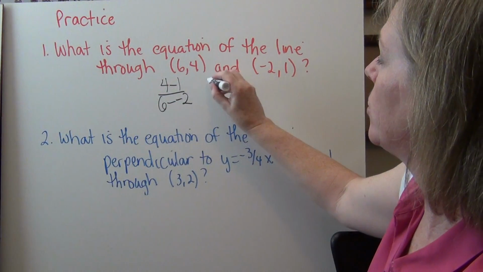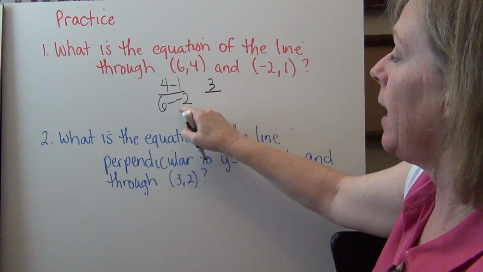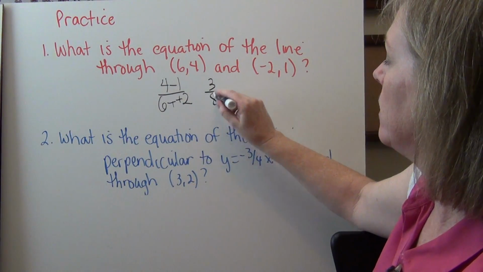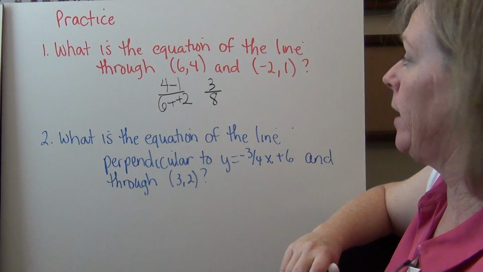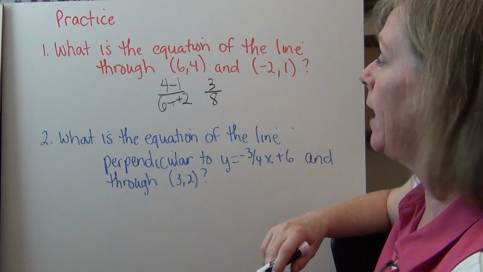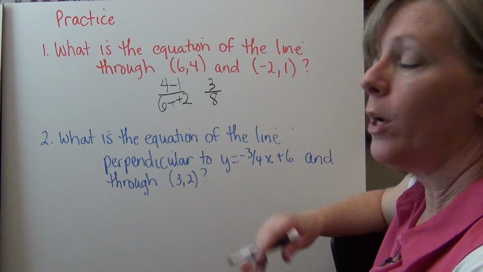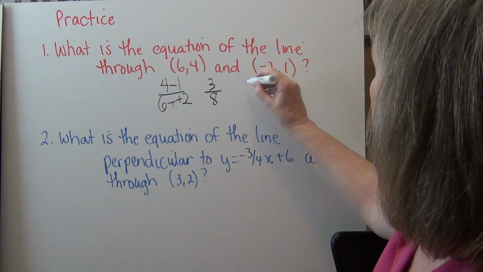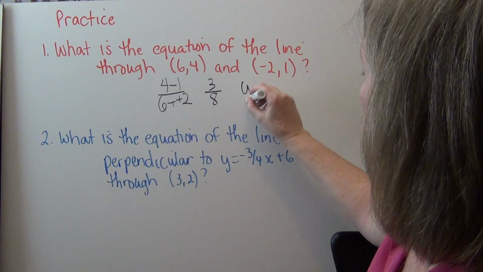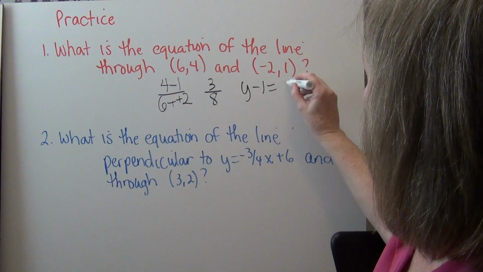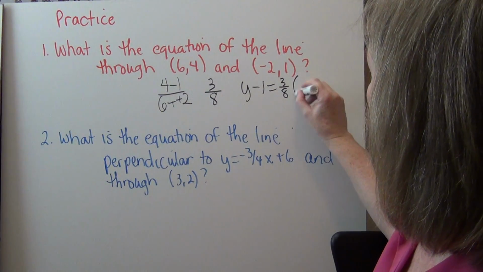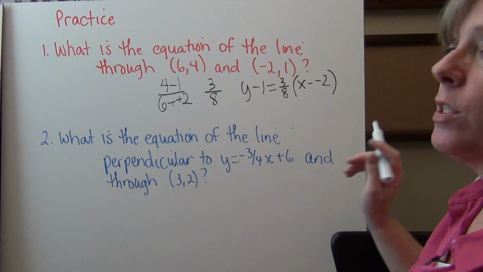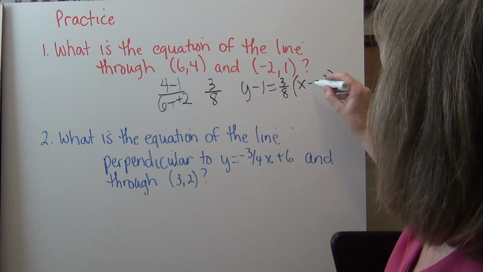So 4 minus 1 is 3. 6 minus negative 2 is really 6 plus 2, or 8. So that's my slope, 3/8. Now I'm ready to do the point-slope formula. Now, it doesn't matter which of these 2 points I use for my point-slope formula. So I'm going to just pick the first one. Y minus 1 equals the slope times x minus negative 2. Once again, notice my negatives. That's going to be important.